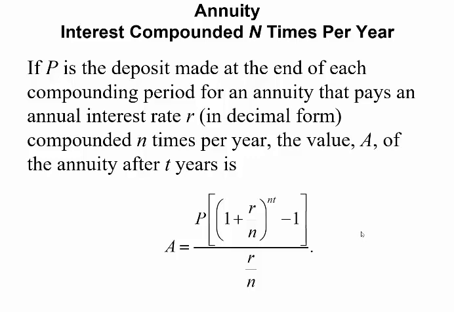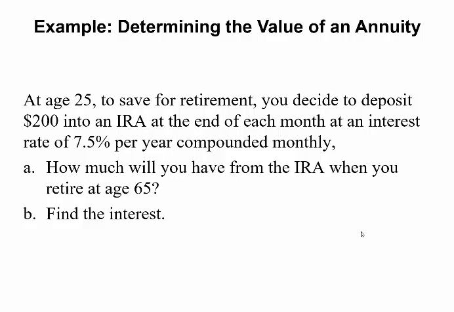All right, let's work an example. So at age 25, you want to start saving for retirement. You decide to deposit $200 into an IRA at the end of each month. That's each month, so that's 12 months a year, at an interest rate of 7.5% per year compounded monthly. So how much will you have in the IRA when you retire at age 65?